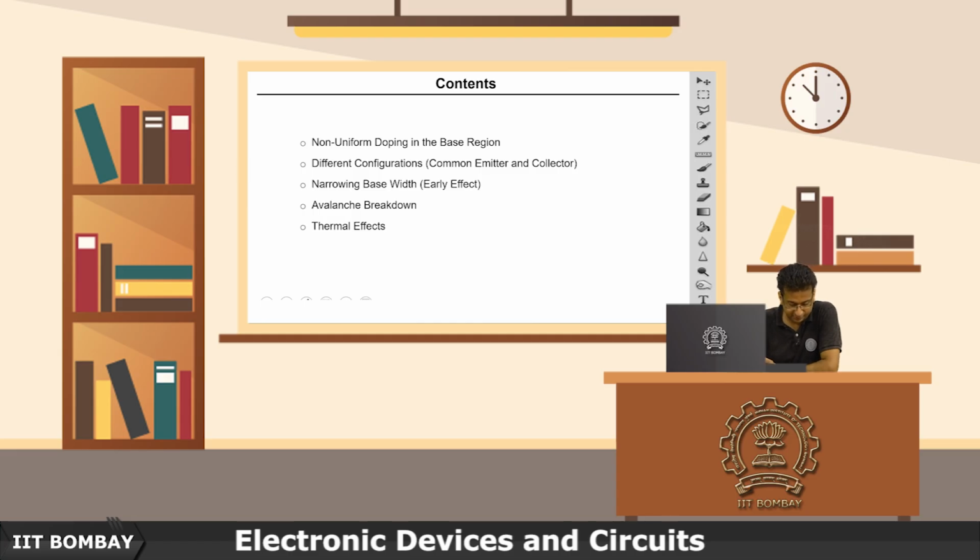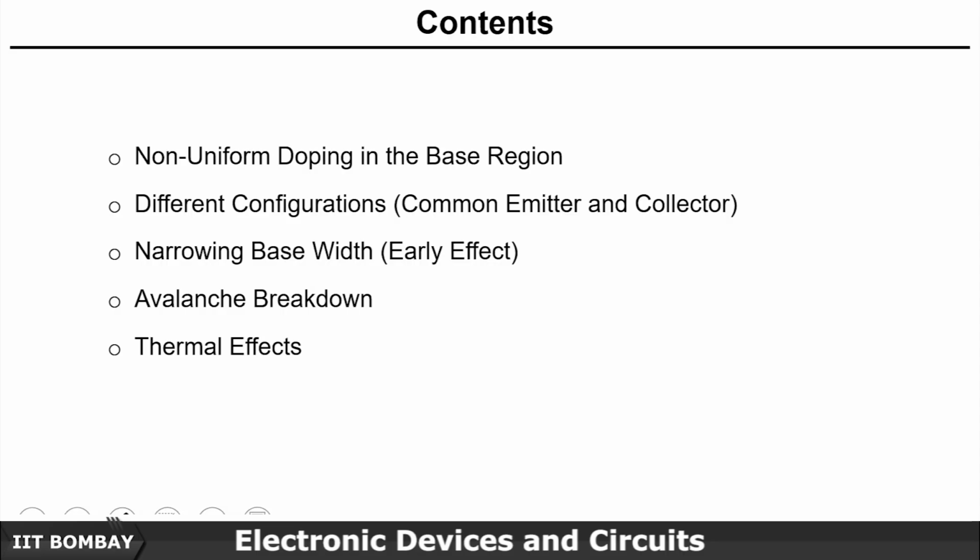For this particular lecture, we will talk about the non-uniform doping in the base region. In the last lecture, if you remember, we talked about the static characteristics of the minority charge carriers in the different regions: base, emitter and collector. Now we will deal with the situation wherein non-uniform doping is there in the base. In the previous lecture's analysis, we assumed a uniform doping. Today we will see the situation where there is non-uniform doping and what the consequences of that are.